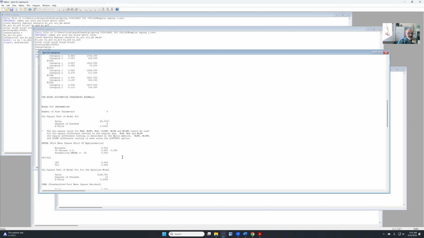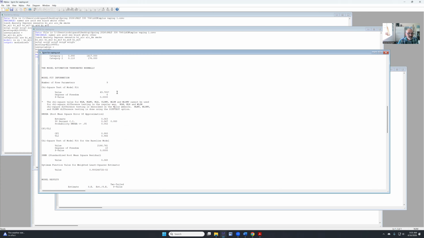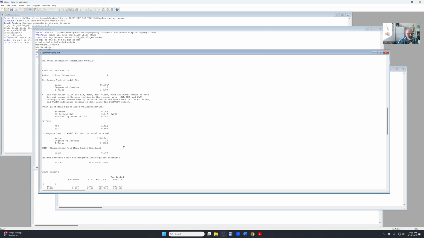Here I have my model fit statistics. So this is the chi-square test for model fit. It is significant, meaning that there's some misfit somewhere. And my other indices, like the RMSEA and the CFI, these look okay. They look okay, but we could see if we can improve this model some more. Ideally, you'd like this to be non-significant.